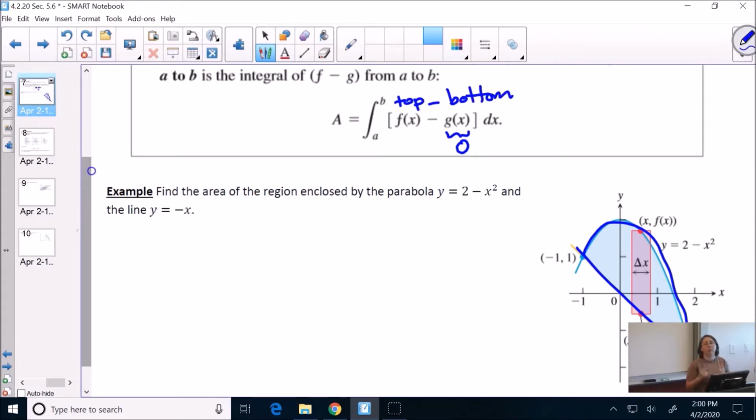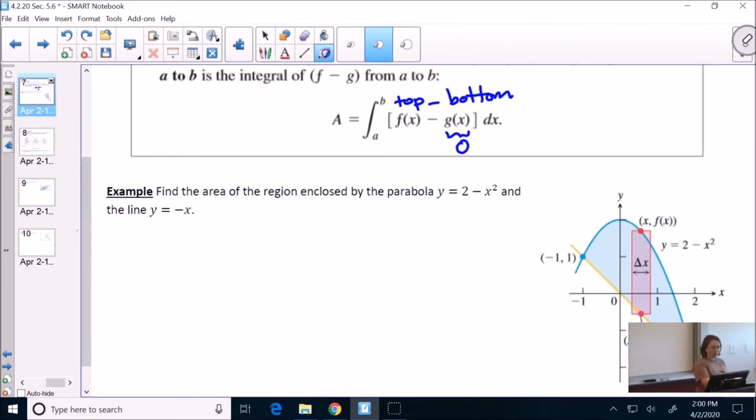To do this, you have to figure out who the top function is. It's not going to tell you in most cases. You have to look at your picture. So if we read our picture here, the blue curve is our top function. Why? Because no matter where we are on our shape, that is the highest point in any given x value. Take an x, the highest point in our shaded area would be the blue. The yellow is the lowest point for any particular x value.